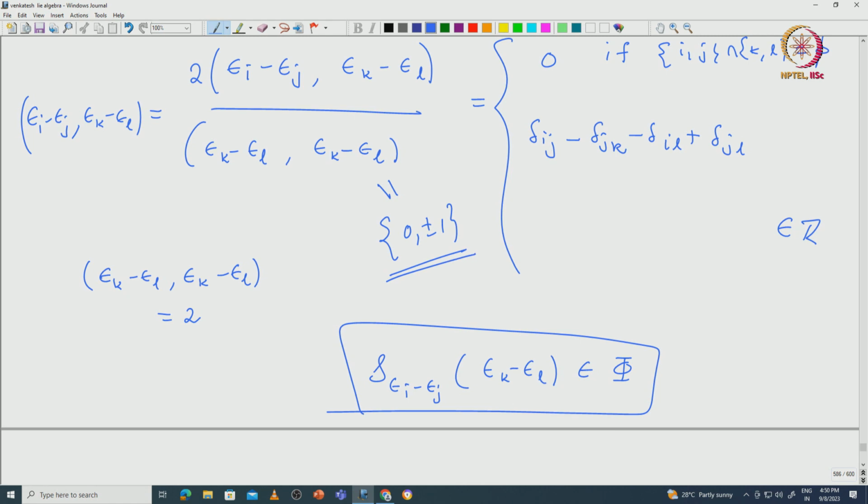I will stop here. We will continue with the theory of root systems in the next class. We will prove the existence of a base for a root system, and the existence of a base helps us define what is called the Cartan matrix as well as the Dynkin diagram. Then using the Dynkin diagram, we will be able to classify all the finite root systems.